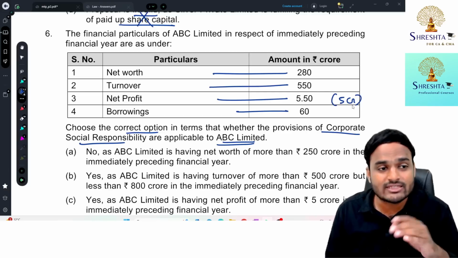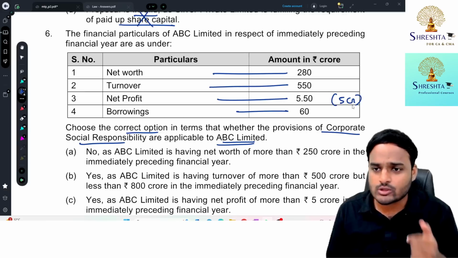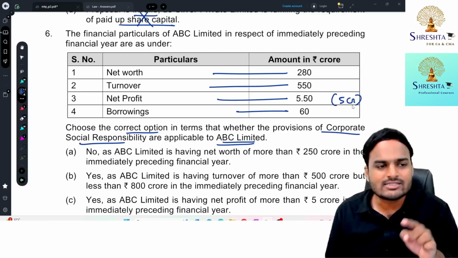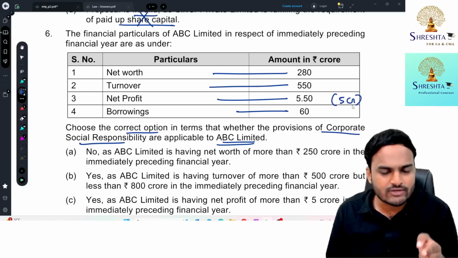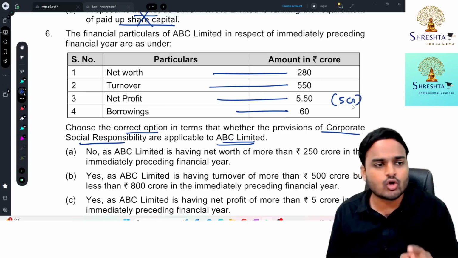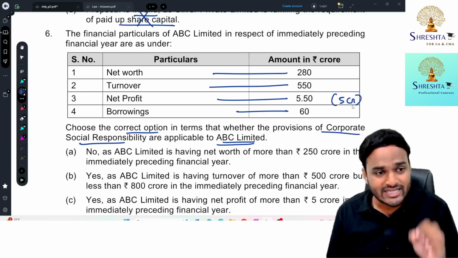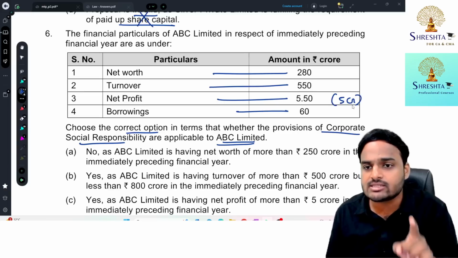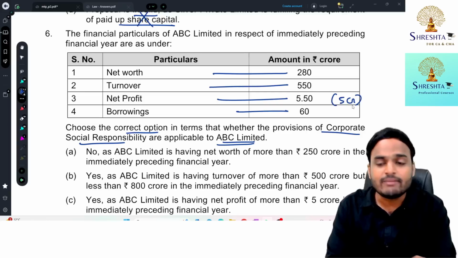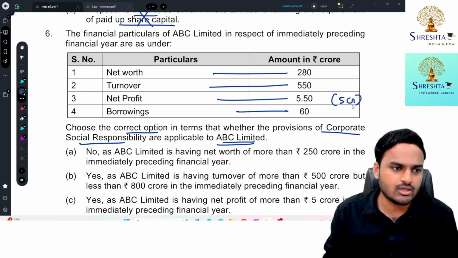Turnover, net worth, they are within the limits. Turnover and net worth, they are within the limits of 1000 crores, 500 crores. But the point is net profit exceeded 5 crores. So what section 135 is telling us? According to section 135, if company's net worth or turnover or net profit exceeds the specified limits or equal to the specified limits, then CSR provisions are applicable. Understood? So in the given question, net profit, it is more than 5 crores. So CSR provisions are applicable.